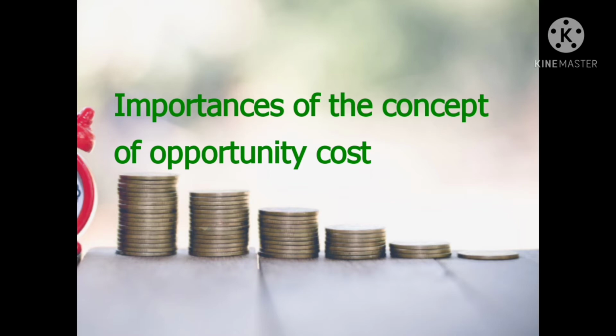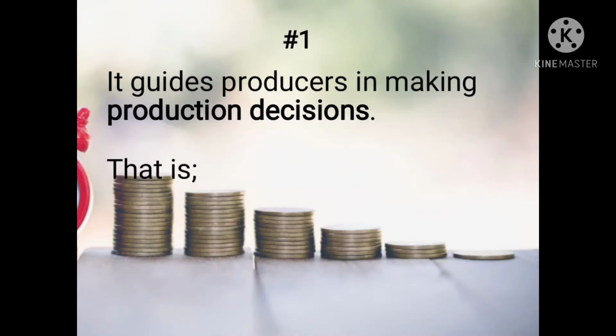But what about the importances of the concept of opportunity cost? Opportunity cost, we will realize that it is important. Let's get to know how important it is. One, it guides producers in making production decisions. You know the 4Ws and H. The first being, it helps the producer to know what to produce, what commodity to produce. Like in the previous example, we looked at either rearing more cattle or growing more maize. That is in determining what to produce.